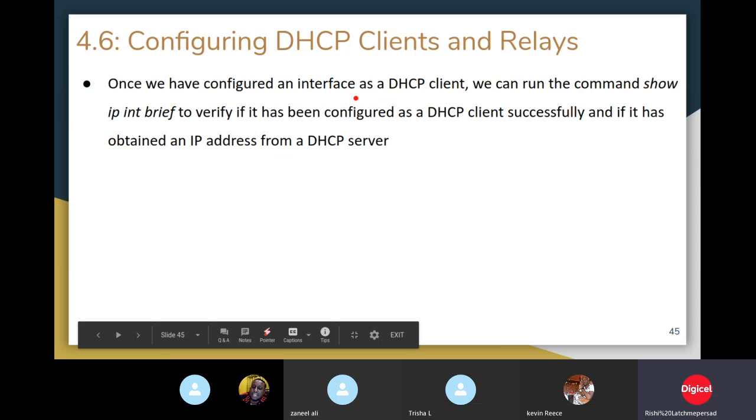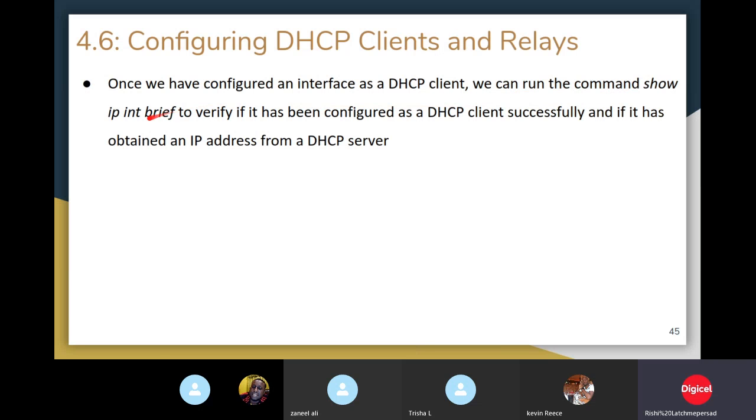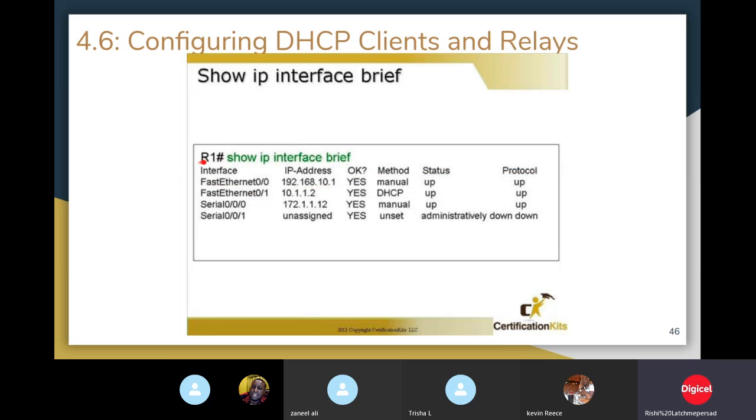Once we have configured an interface as a DHCP client, we can then run the command show ip int brief to verify if it has been configured as a DHCP client successfully and if it has obtained an IP address from a DHCP server. So you see here, show ip int brief. We don't care about this one. You see this one is method manual, so that's obviously static. Now look at this one, it has an IP address. Yes, method DHCP. So we configured that ip address dhcp command here, which is why this method showed up as DHCP. And we also see we have an IP address on the interface. So we were successfully able to get an IP address using DHCP.